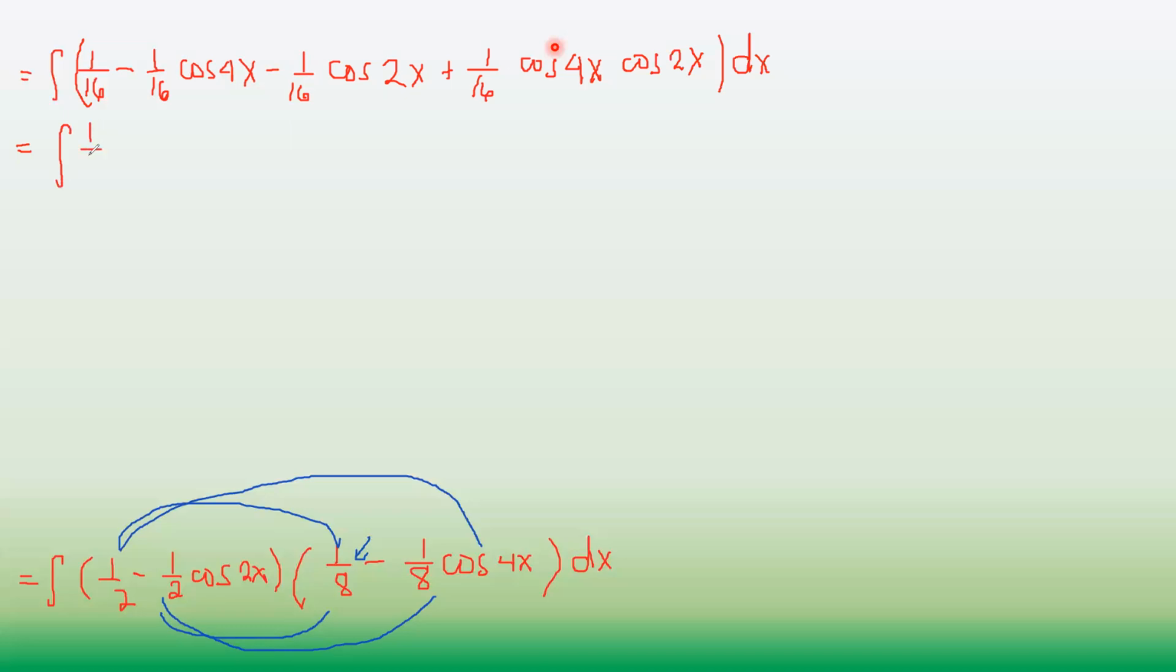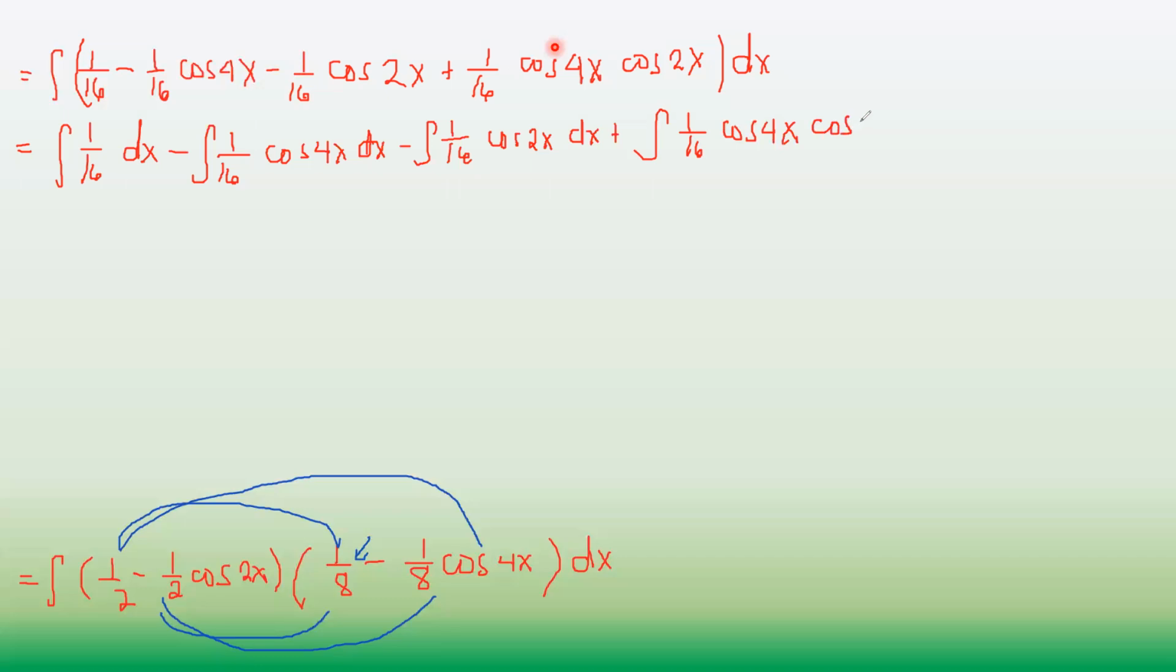So we have 1/16 dx minus integral of 1/16 cosine 4x dx, minus integral of 1/16 cosine 2x dx, plus the integral of 1/16 cosine 4x cosine 2x dx.